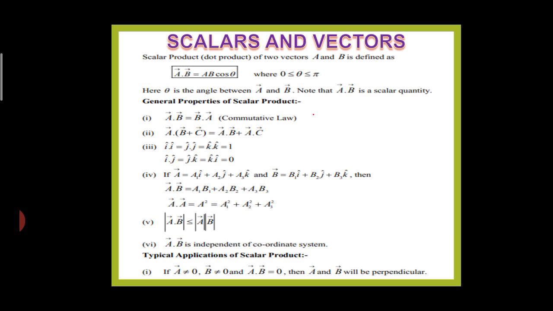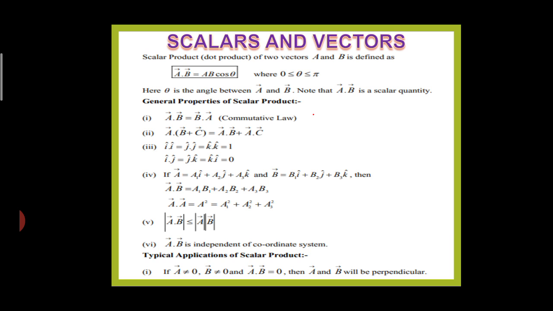Fifth, magnitude of A dot B is less than or equal to magnitude of A bar into magnitude of B bar. Sixth, A dot B is independent of coordinate systems.